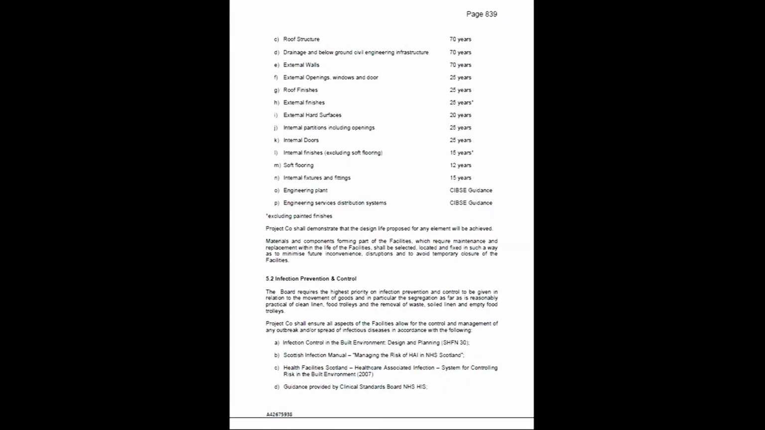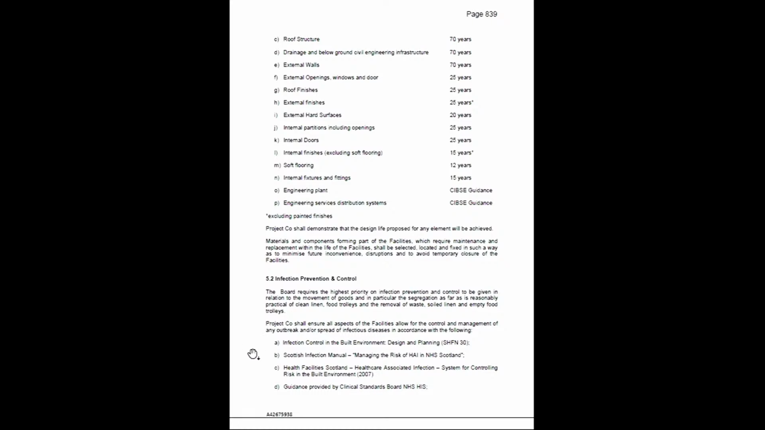So bundle 2, page 839. So this is within the board's construction requirements, which were going to be assessed on a pass or a fail basis. If we could look to the subsection 5.2 at the bottom, infection prevention and control, and look to the second paragraph there, which says Project Co shall ensure all aspects of the facilities allow for the control and management of any outbreak and or spread of infectious diseases in accordance with the following, and then there's various guidance.